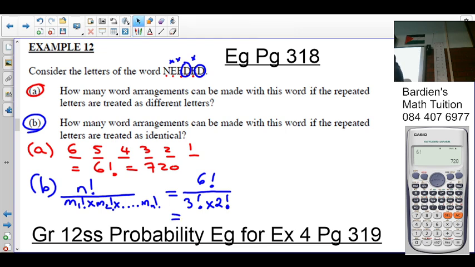So we put that in the calculator. We'll have 6 factorial over 3 factorial times 2 factorial, which is an answer of 60. Okay. So yes? In the exam, do you need to write the formula? The answer is no. You don't need the formula. Okay. Any other questions?